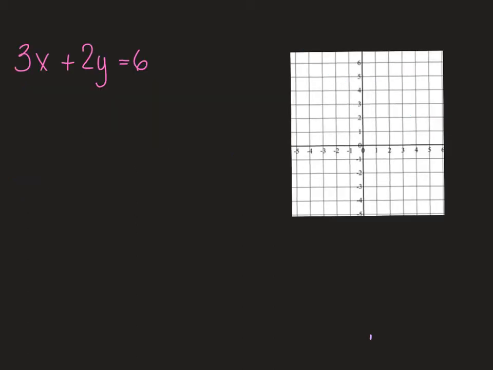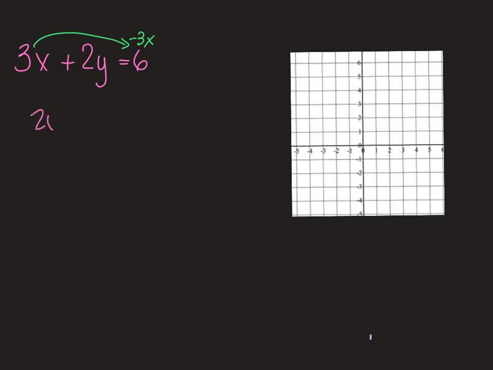All right, let's do one that looks like this. This one is not in slope-intercept form, so I need to rearrange. I need to move this guy to the other side, and I need to divide by 2. So I think I'll move this guy to the other side, he becomes a negative 3x.